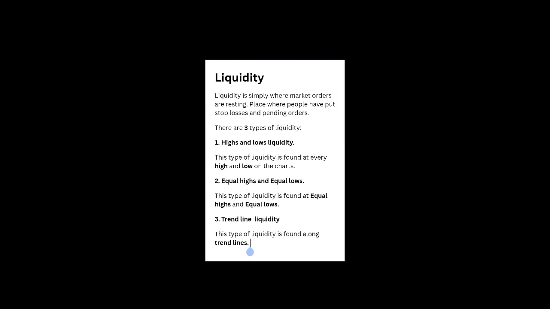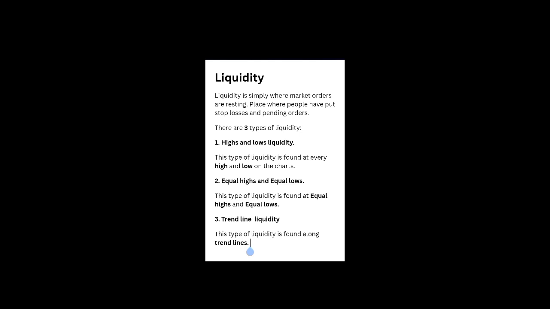So what is liquidity? Liquidity is simply where the market orders are resting, places where people have put stop losses and pending orders. So wherever the money is in the market on the charts, that's where liquidity is. There are three types: highs and lows, equal highs and equal lows, and trend line liquidity.